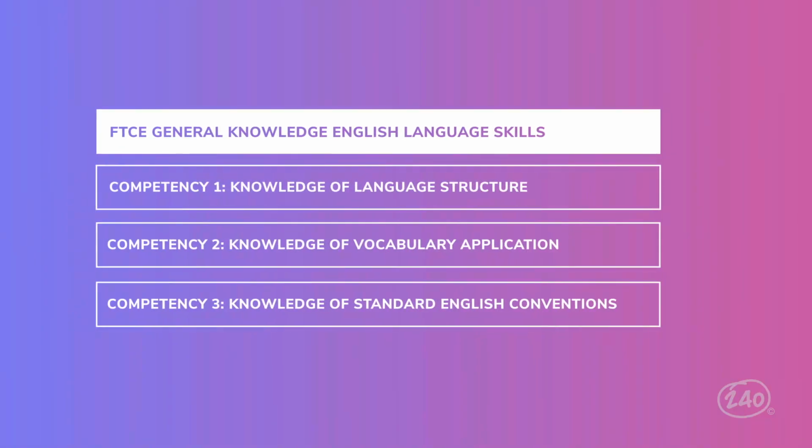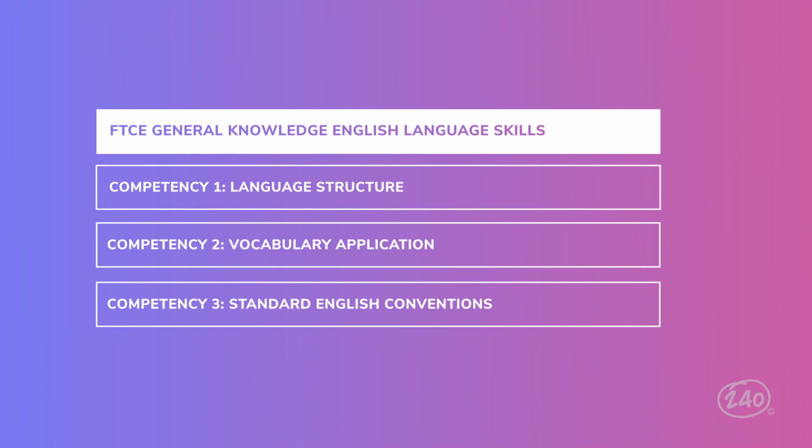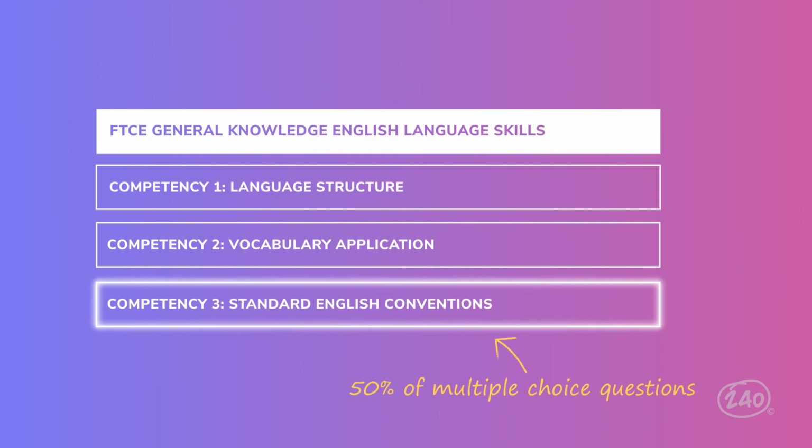The GK English language skills subtest consists of 3 competencies: knowledge of language structure, knowledge of vocabulary application, and knowledge of standard English conventions. Now let's simplify that a little bit. That's better. Each competency has skills that go along with it. There are approximately 40 multiple choice questions on this subtest in all, and a whopping 50% of them come just from competency 3. So let's start there.